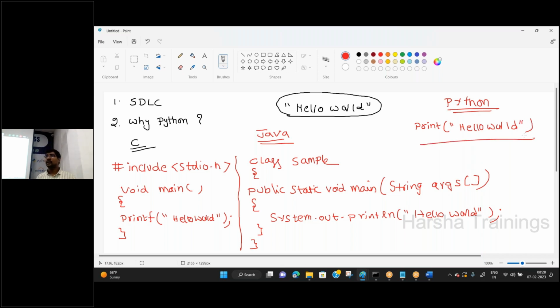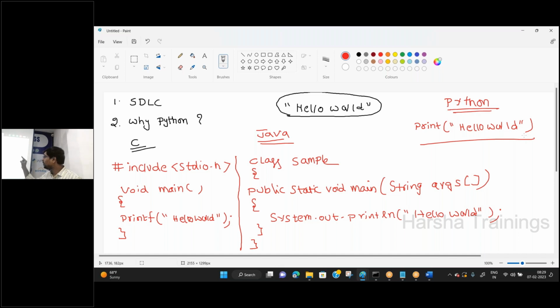Completed. The program is completed. Observe the difference. In C language, first you need to print a simple message. For printing a simple message, you need to import the header file, you need to use the main method, and by using the printf statement, we are printing the value.